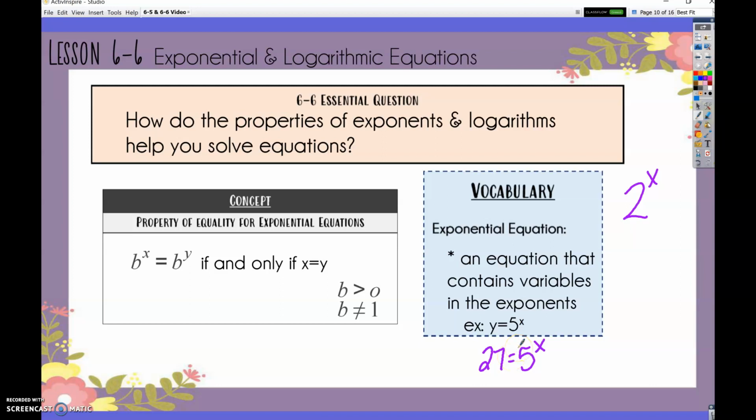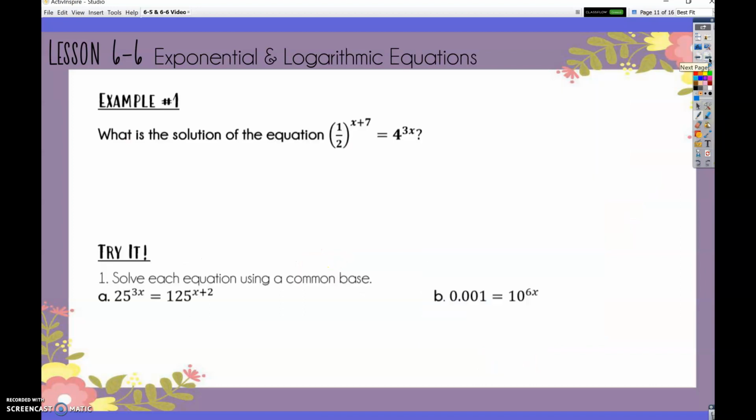One concept we're going to use that will make these problems pretty easy is that as long as your base is the same, the powers can be set equal. So let's take a look at one of these examples here. On example 1, our base is 1/2 and our base is 4. It doesn't look like they're the same base. But keep in mind that 2 to the -1 power is 1/2, and 2 squared is 4. So we actually have the same base.